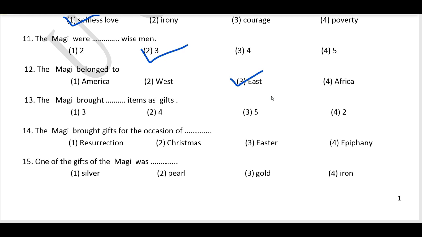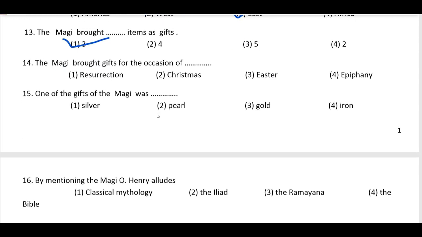Then number 13. The Magi brought dash items as gifts. We all know that they brought 3 items, and these are gold, frankincense and myrrh as gifts for newborn Jesus. So the Magi brought how many items? Total 3. The right answer is 3. Number 1 option. Then 14. The Magi brought gifts for the occasion of the birth of Jesus Christ, that is Christmas, option 2.